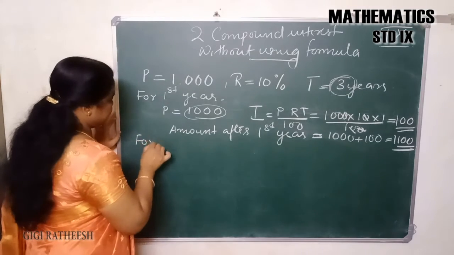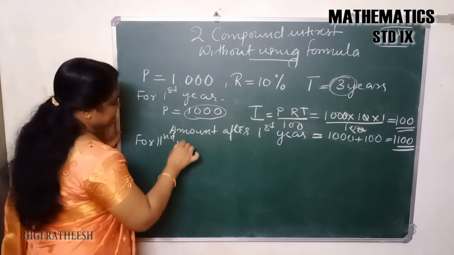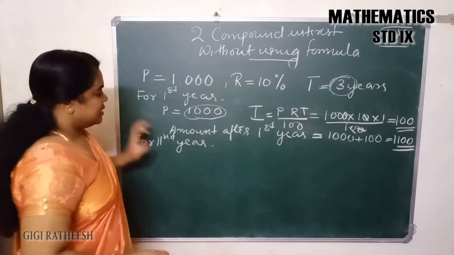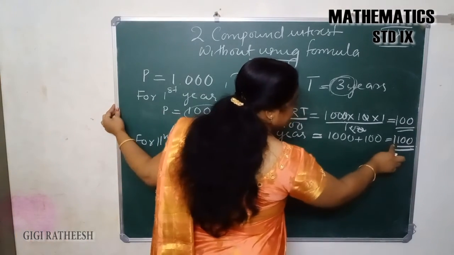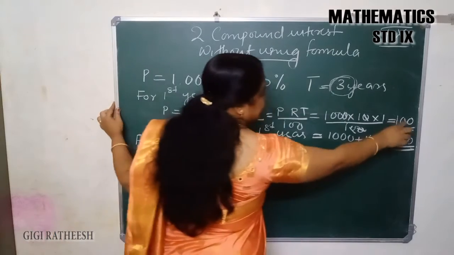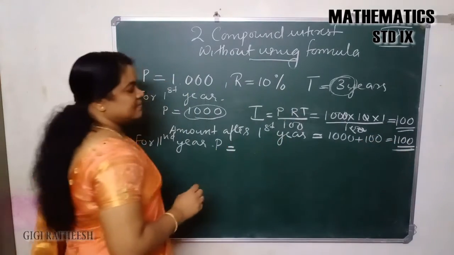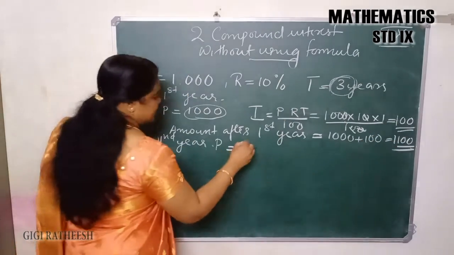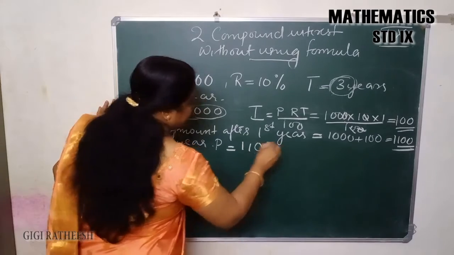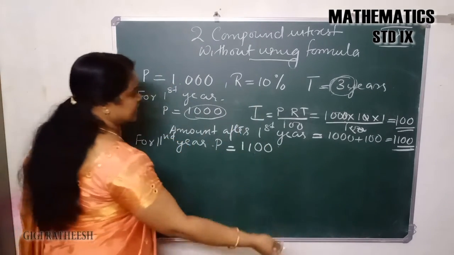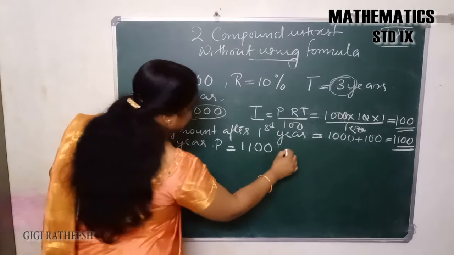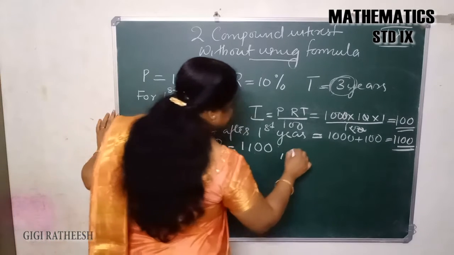For the second year, the principal is equal to the 1000 from the first year plus the interest, that is 1100. That is the principal amount for the second year. For this 1100, the rate of interest is 10%, and for the second year, the interest is PRT by 100.